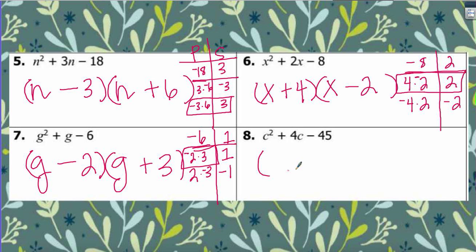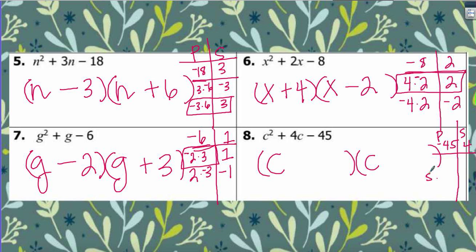Last one like this, we've got c squared came from c times c. Negative 45 is the product we're looking for. Positive 4 is the sum we're looking for. So I think of different factors of 45. One off the bat is 5 and 9.